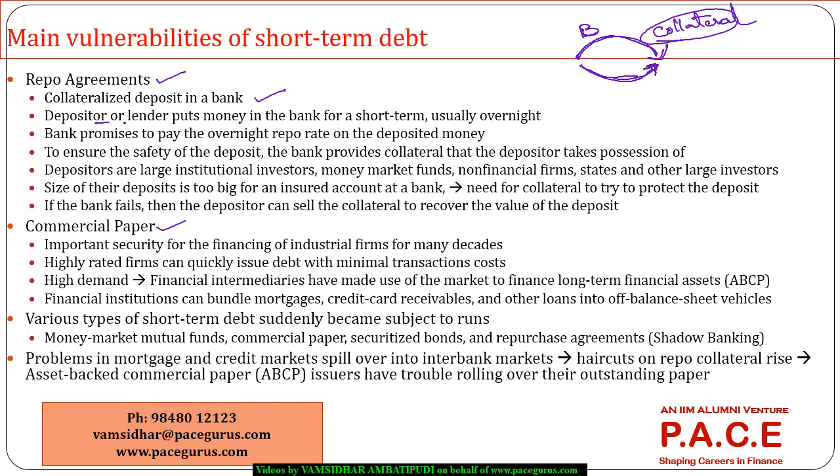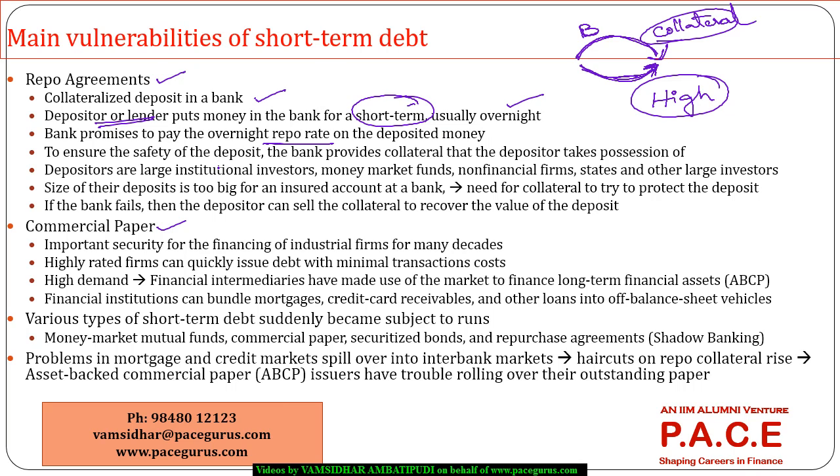So the depositor or the lender puts money in the bank for a short term. The depositor is actually lending to the bank for a very short term, generally overnight. And the bank is promising that the overnight rate will be paid back to the depositor. On whatever the deposited money, the overnight repo rate would be paid. Now, what is the guarantee that the bank will pay? The amount is too high in this transaction.